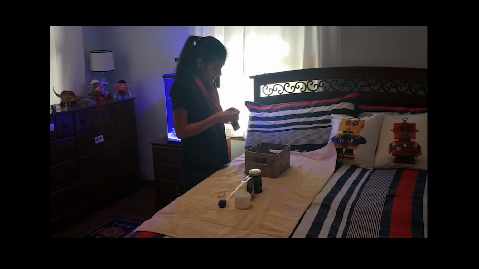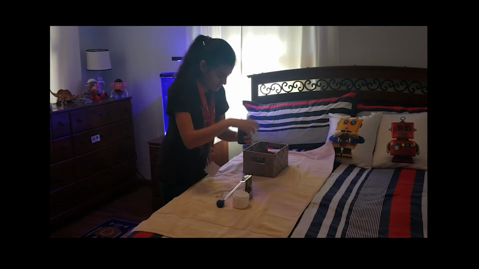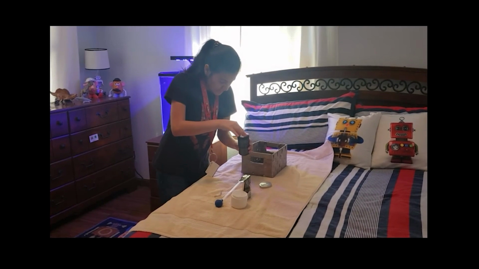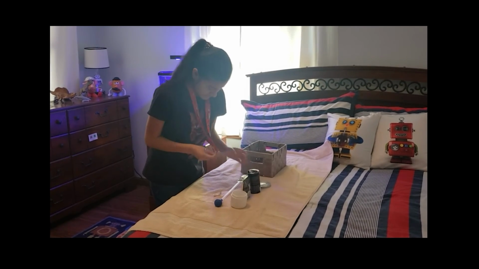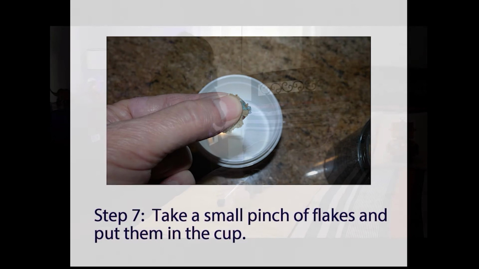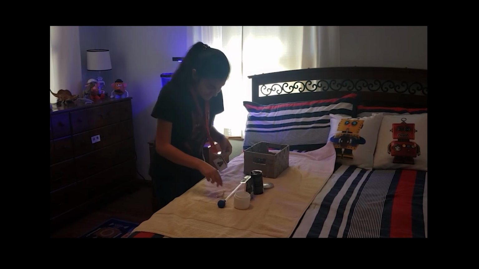Take a small pinch of flakes and put them in the cup. Put a half goose teaspoon of Reef-Roids in the plastic cup with the flakes.